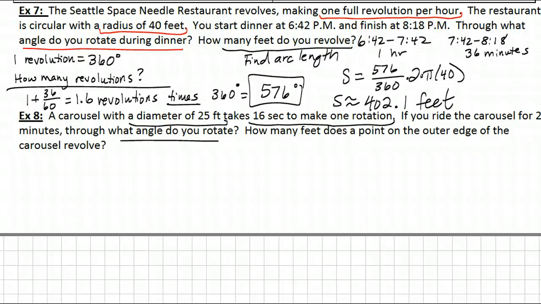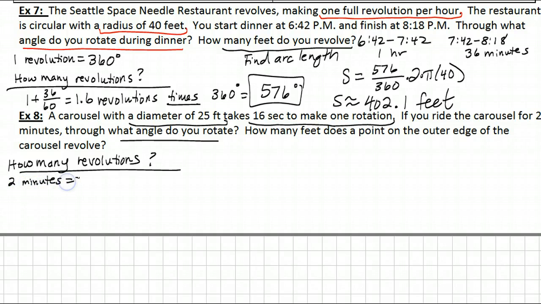Again, in order to figure out what angle it is, we need to figure out how many revolutions, or how many rotations. When I figure that out, I will multiply by 360 to get my angle measure. Now, think about this. I'm going for 2 minutes. How many seconds is 2 minutes? Times 60, because there's 60 seconds per minute. So I rode this ride for 120 seconds.